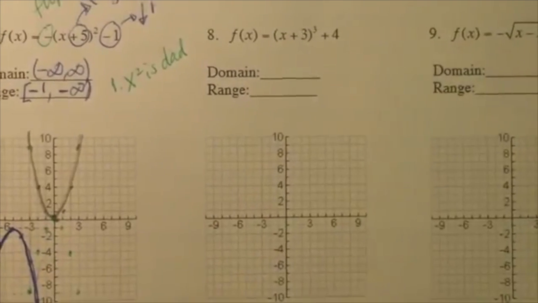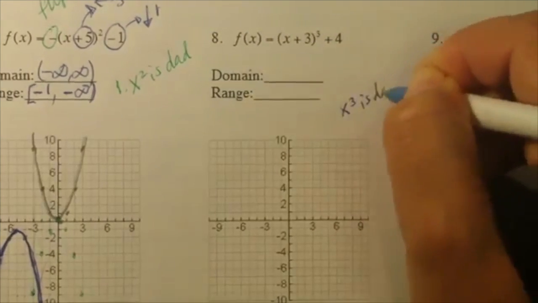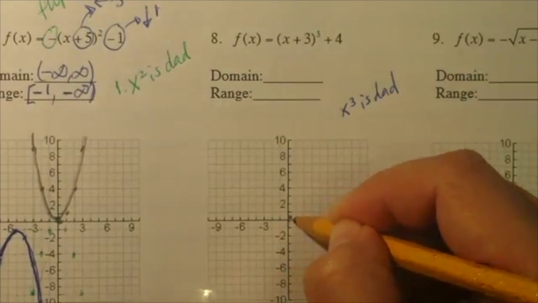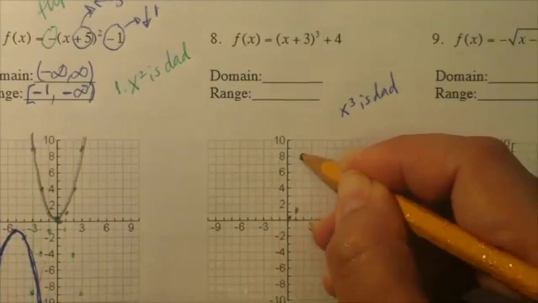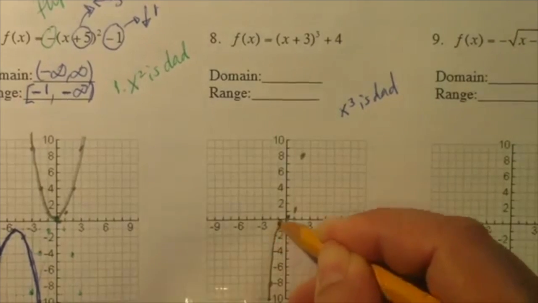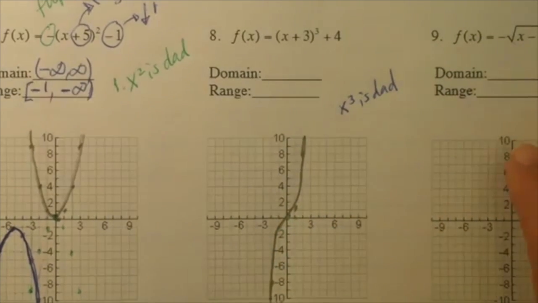Number 8, who's my daddy? Oh, look at this, it's a cubed function. Okay, so cube is my daddy, x cubed. And I just need to draw it. So pick numbers. 0 cubed is 0. 1 cubed, 1 times 1 times 1 is 1. 2 cubed is 8. 3 cubed is not going to be on the graph. -1 cubed is -1. -2 cubed is -8. So again, that's what it looks like, or you can copy it off the one we just did.